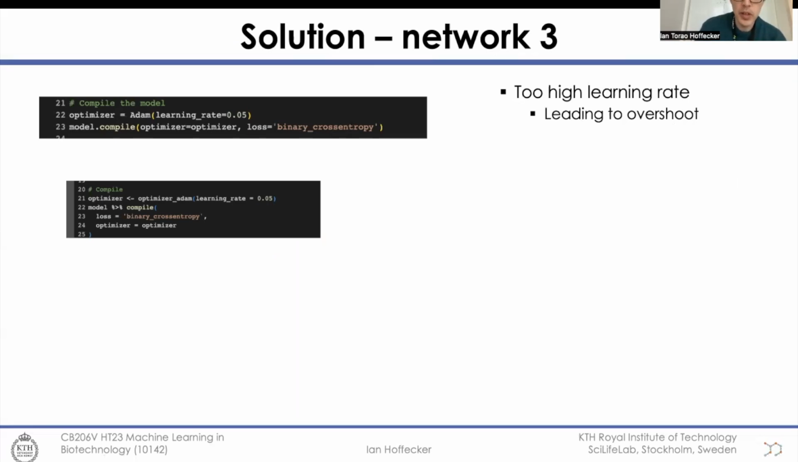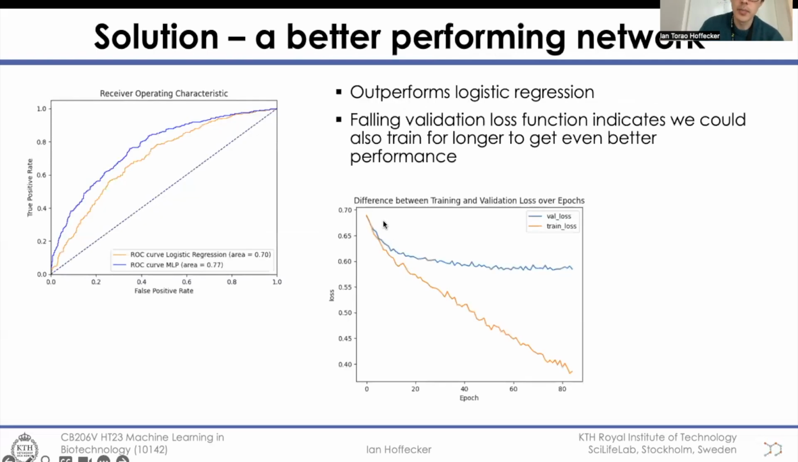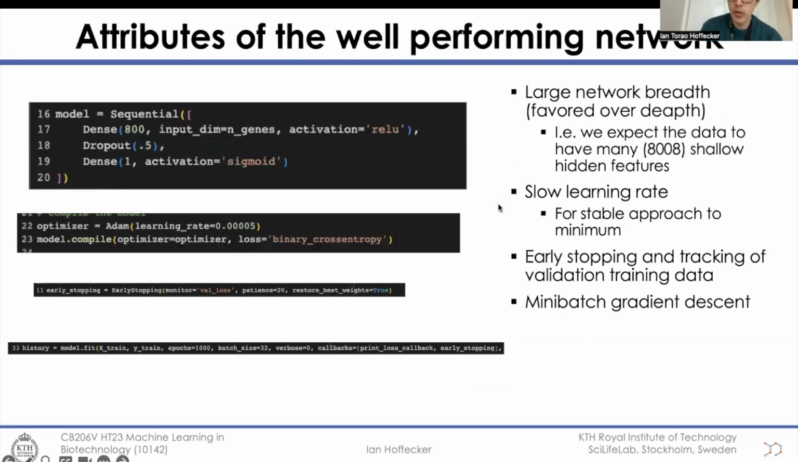But what was the problem with network 3? The problem was the learning rate was too high. So we had this problem of bouncing around and failing to settle into the basin at the end. So if we fixed all these little things, had enough nodes, and implemented early stopping, we could get a network that was performing better than the logistic regression curve here. We would see that the validation loss is going down and never going up, which is what we like to see.